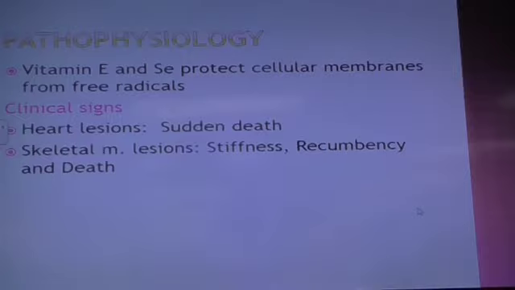So the pathophysiology: vitamin E and selenium protect cellular membranes from free radicals. And some clinical signs depend on what muscles are affected. If the heart muscles are affected, they're going to have sudden death. If it's the limbs, you may have stiffness, recumbency, and then eventually death as it affects other muscles.